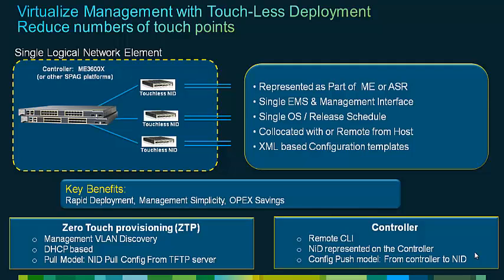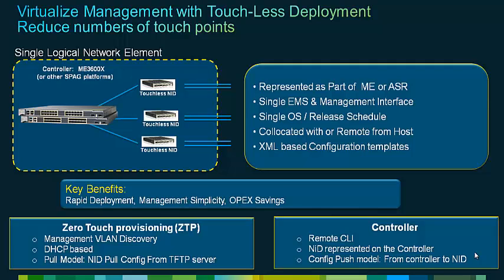There are two main components of this solution. First is zero-touch provisioning for initial discovery of the NID in the network. Zero-touch provisioning has three stages. First is management VLAN discovery using LLDP MED. Then IP address allocation using a DHCP server. And once the NID has an IP address, it can pull pre-configured configuration files from a TFTP server.